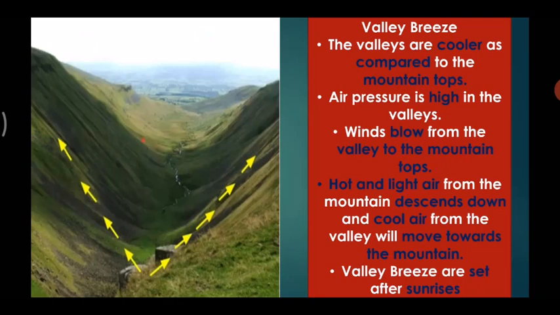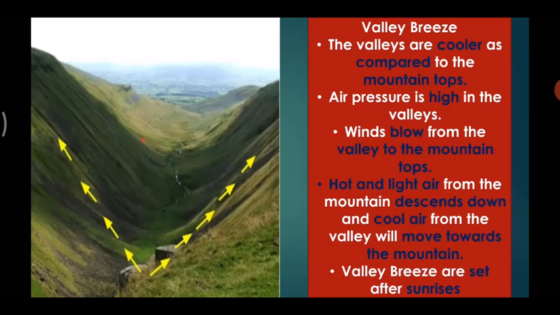So you can see the direction here. Can you see the direction in the picture? The yellow arrows, right? So this is the direction of the winds. The winds will blow from high pressure, which is created in the valley, towards the low pressure area. Now where is the low pressure area? Near the mountain tops, that is the low pressure area.